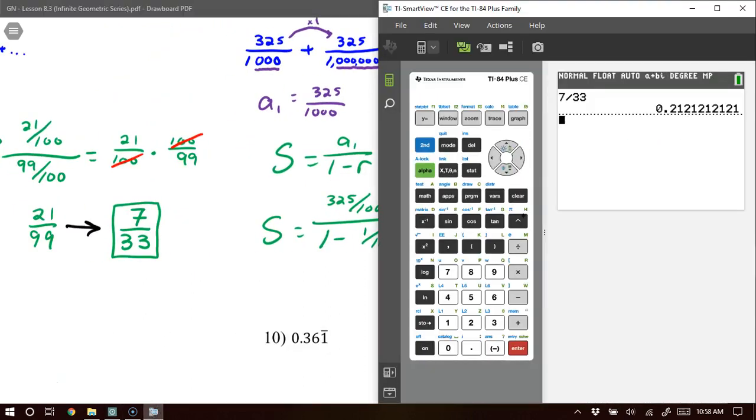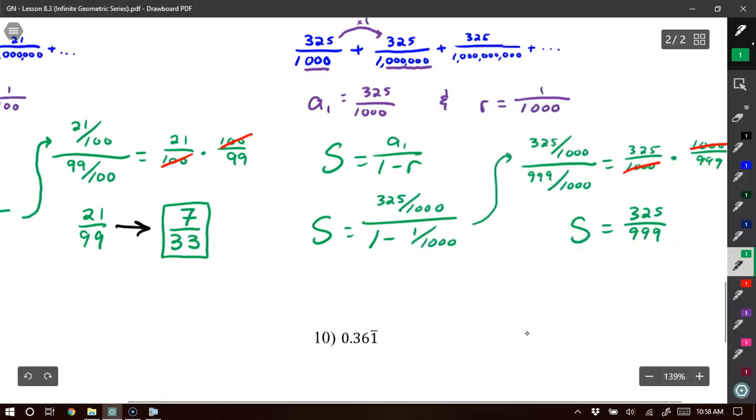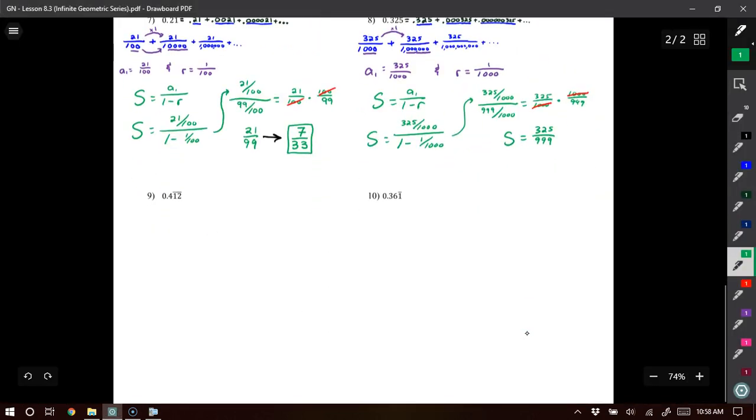How do I know I'm right? Again, I could take 325 divided by 999. Boom, I see that it repeats. We have the right answer. Now 9 and 10 are a little more interesting because look at where the bar is. Don't be tricked on 9 and 10.